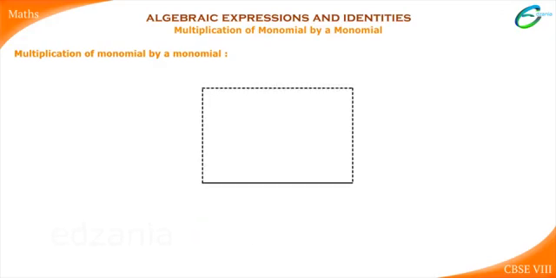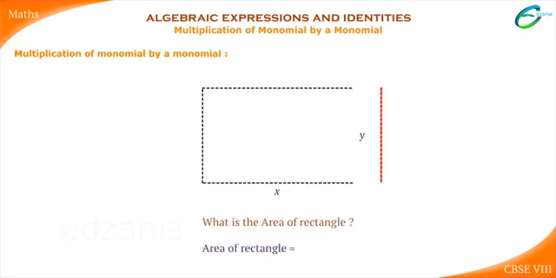Here is a rectangle. The length and breadth of the rectangle are x and y respectively. What is the area of the rectangle? Area of the rectangle is equal to length into breadth, that is equal to x into y, equal to xy.